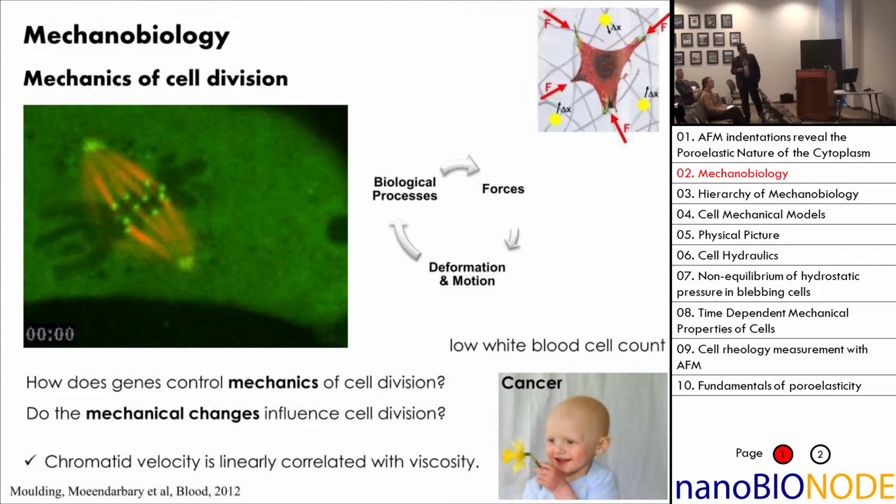Does anyone actually measure this force? Yeah, there's a Science paper from 2013 or 2012 that shows these oscillations are not random; they are very precise, and they work on a very precise time scale, and they are oscillating in a very precise manner. And if there's any perturbation to this oscillation, the division is going to fail.